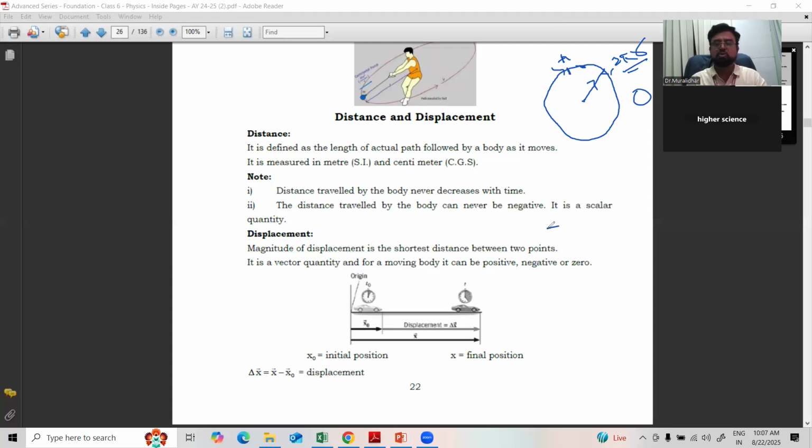Similarly, in a straight line also. Suppose a body moves from A to B and again comes back from B to A. So displacement is zero. Distance, you have to take, for example, 1 kilometer, back also 1 kilometer. So distance traveled is 2 kilometers, whereas displacement is zero because it came back to the original position. Right? These are two very important terms related to the motion of a body.